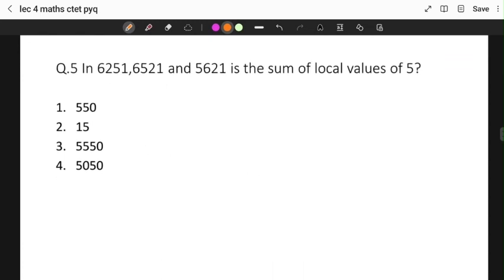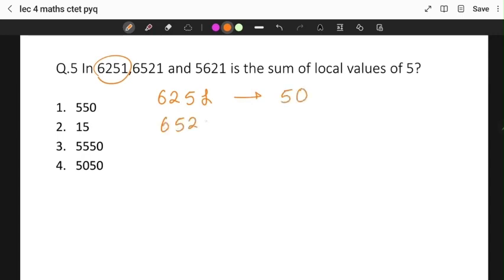Moving on to the next question now. In 6251, 6521 and 5621, what is the sum of the local values of 5? We have to find the summation of the local values of 5. If we look at the first number, 6251, after 5 there is a single digit, that is 1. I'll take 50 as the local value for 5.